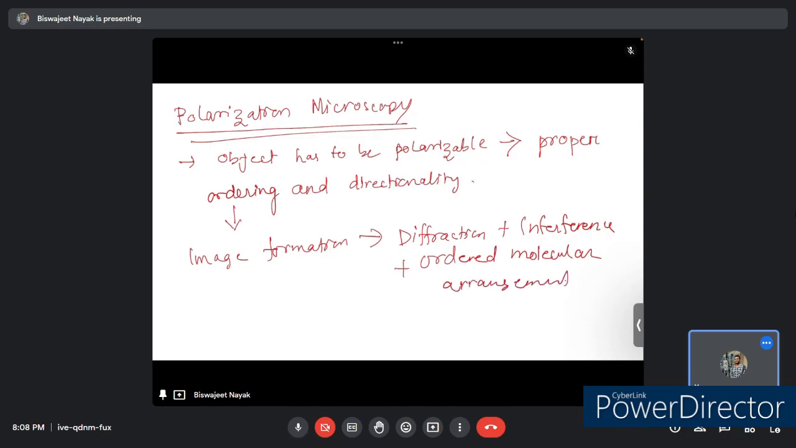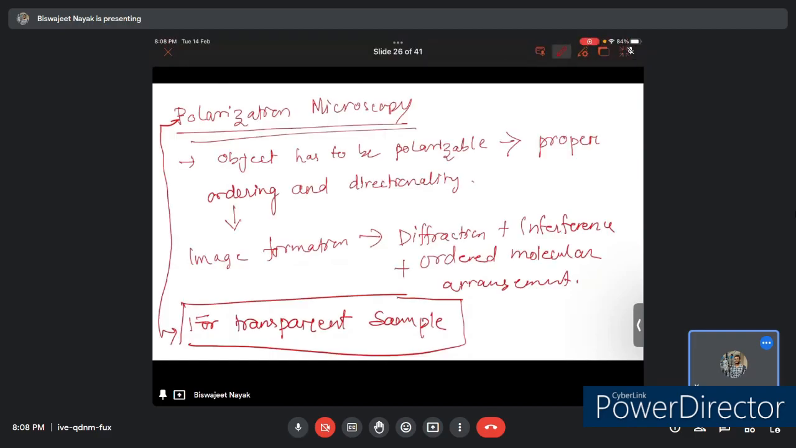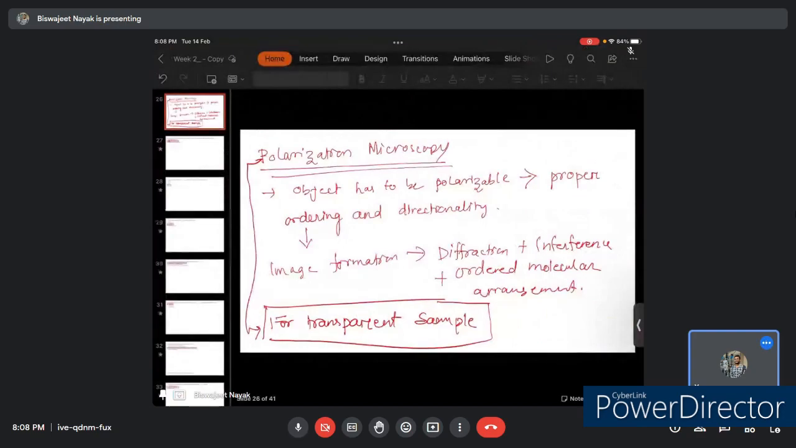So why do we need this polarization microscopy? To analyze transparent samples, because it's very difficult to get imaging of a transparent sample using bright field imaging or phase contrast. This microscopy involves different components, namely the polarizer and analyzer, which are the main components here.